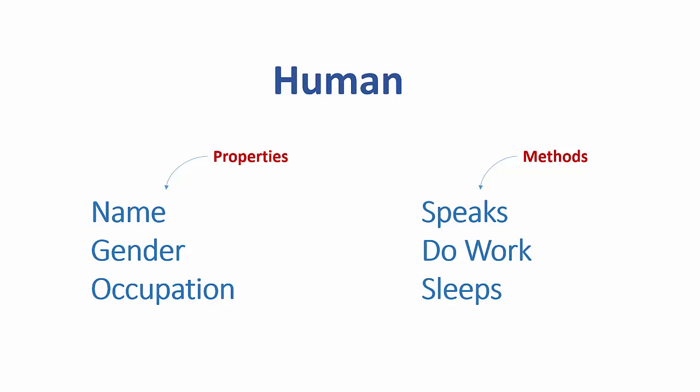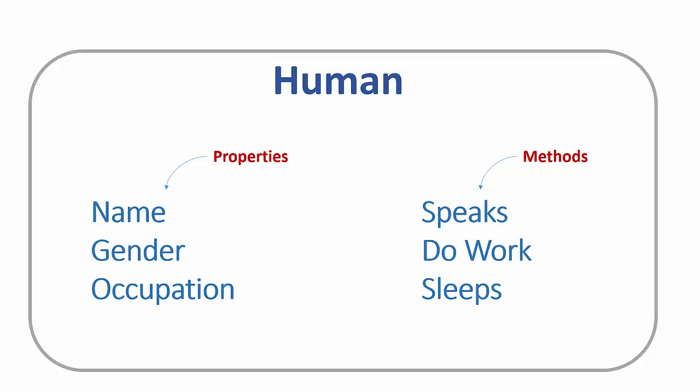Thus, properties and methods form a central entity called a class. So here human is a class which has two central components, which is properties and methods. So class is nothing but an abstraction of some entity which contains common set of properties and methods.